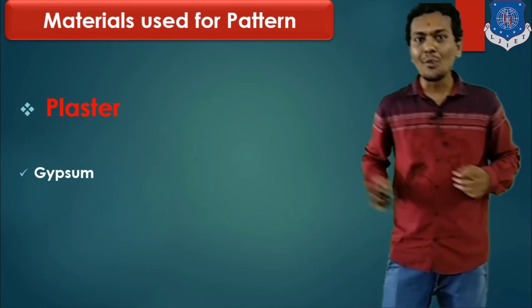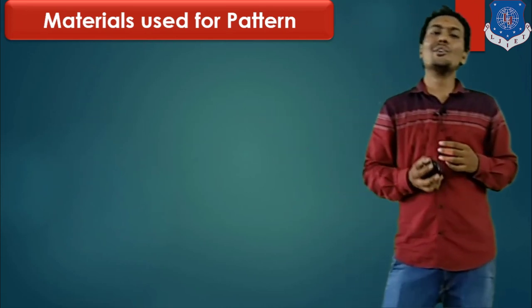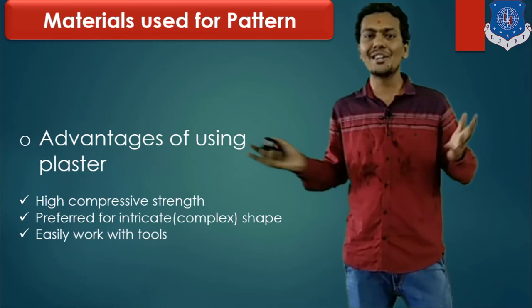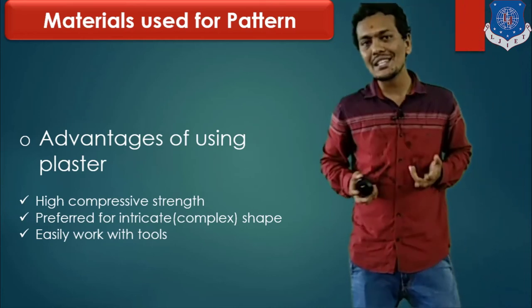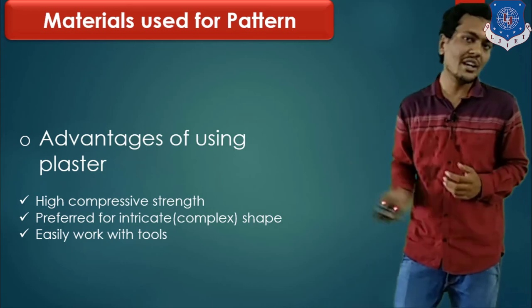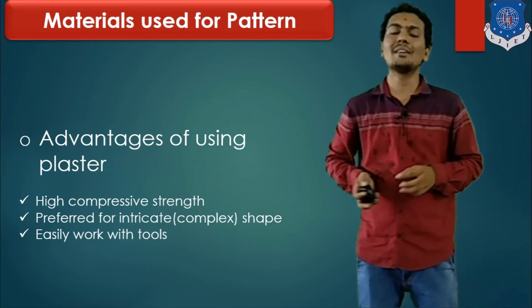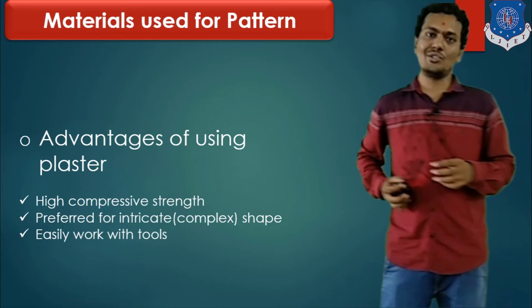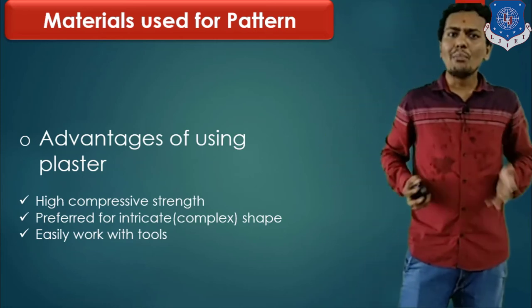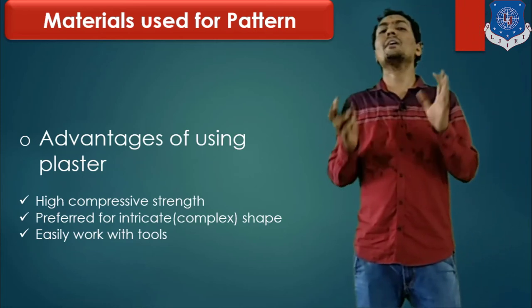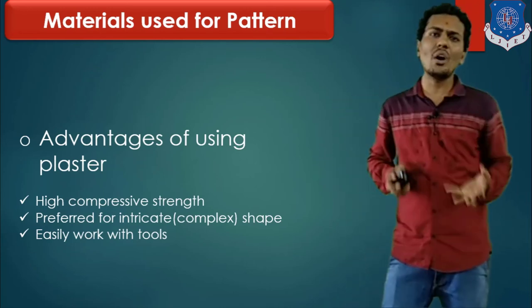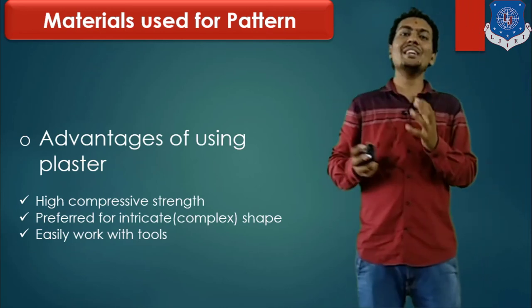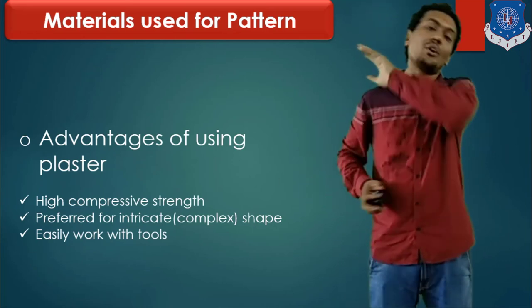You can go for plaster also. You can use gypsum powder or plaster for the pattern also. Various advantages of plasters are mentioned here. You can use plaster as a pattern material also, right? So these are the materials for pattern, and I explained the brief introduction of the foundry technology, that is also known as the casting process, right?